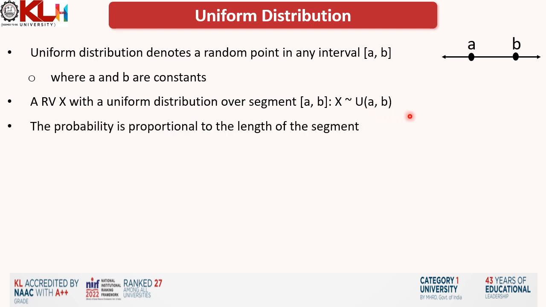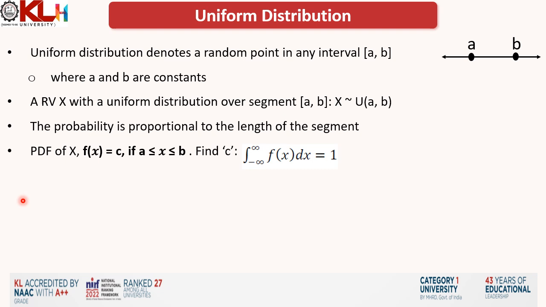The probability in this random variable is usually proportional to the length of the segment. So we can consider the probability distribution for this uniform random variable as a constant c if x is between a and b, otherwise it's 0. Now you can easily find the value of c by using the fact that the PDF integrates to 1. By replacing f of x by the constant c, we can determine c to be 1 over b minus a.